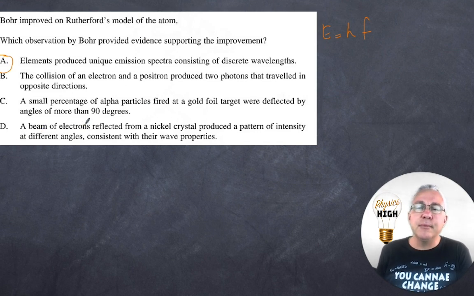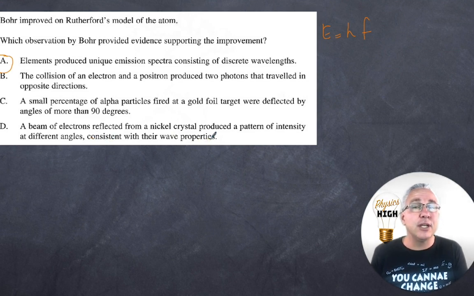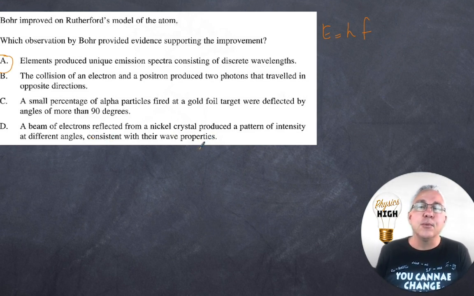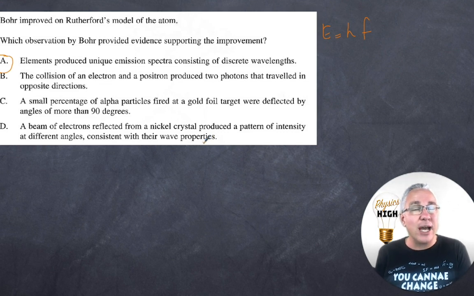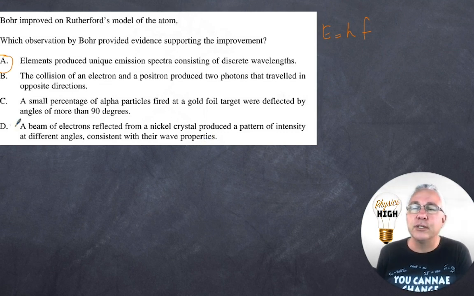And D, a beam of electrons reflected from a nickel crystal produced a pattern of intensity at different angles consistent with wave properties. Well, that's Davisson and Germer's experiment, where we're looking at the validation of the wave nature of electrons. Again, D is not the correct answer.